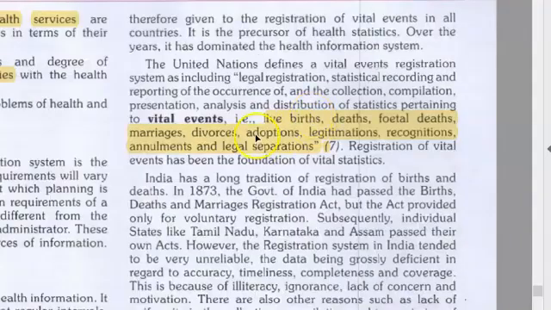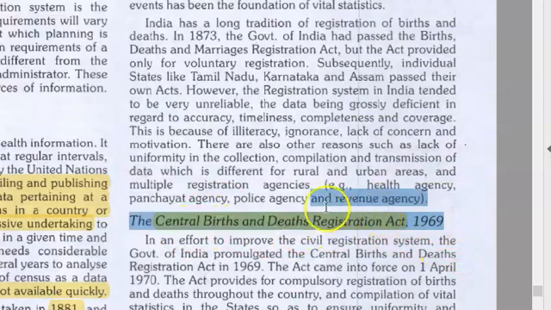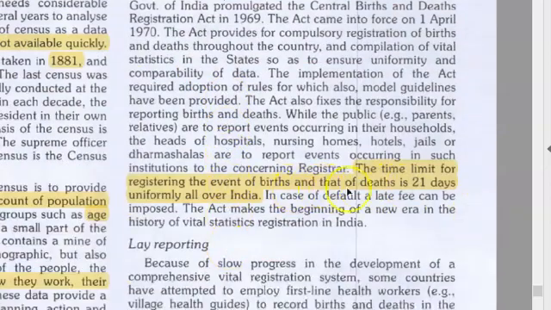Related to births, you have adoptions, right? So something like this, you will have to register everything. So you have the Central Births and Deaths Registration Act 1969. Remember the Central Births and Deaths Registration Act 1969. You have to register births and deaths within 21 days.